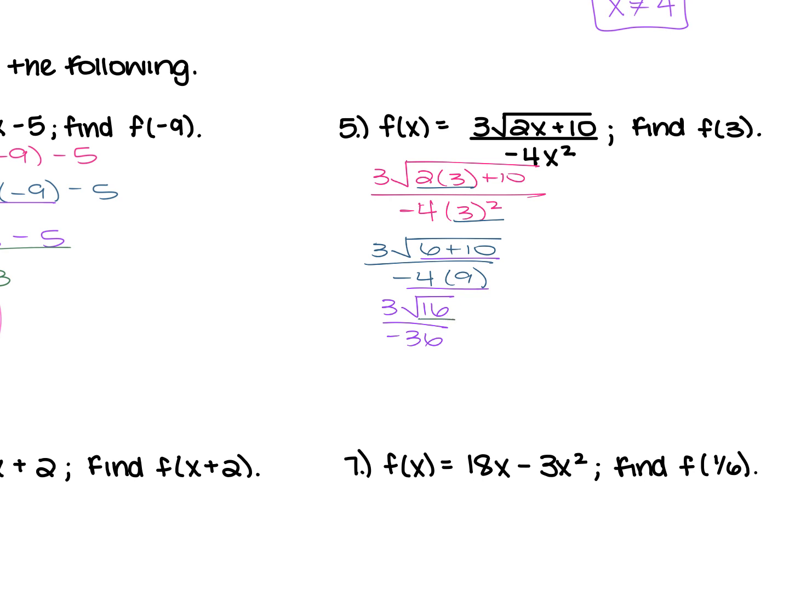The square root of 16 is 4, so that's going to give you 3 times 4 over -36, which is 12 over -36. The 12 and the 36 are both divisible by 12, so the 12 becomes a 1. The -36 becomes -3. So that's just negative 1/3.